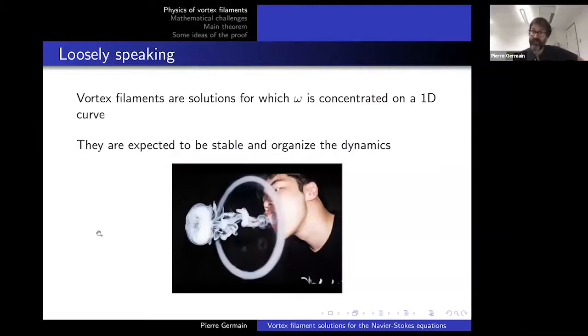So what is a vortex filament? A vortex filament is a solution of the Navier-Stokes equation for which the vorticity is concentrated on a one-dimensional curve. So this is what a vortex filament is, and this is believed to model such situations. And so this is a little bit the sort of picture we have in mind.